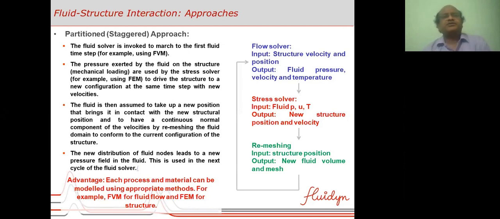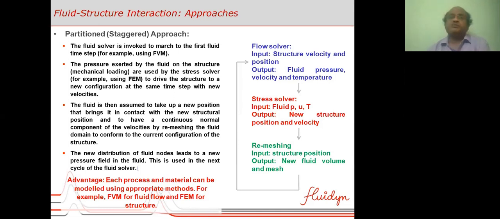But in this case we are using two different methods in different fields. So these have to be coupled in some way. For example, for the flow solver, at the fluid structure interface, at the walls, for example, the structure velocity, we have seen the moving piston. So the flow should feel that movement of the structure. So the structure velocity and its position is an input now for the flow solver. What is the output from the flow solver? It is a fluid pressure and its velocity and its temperature.